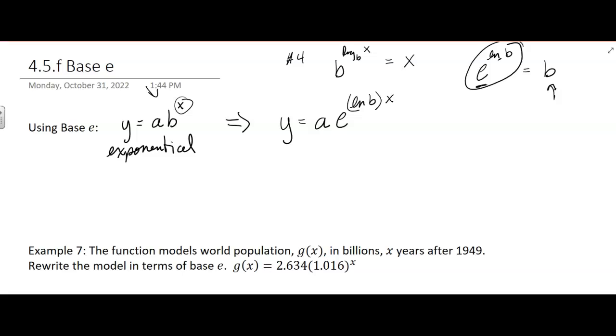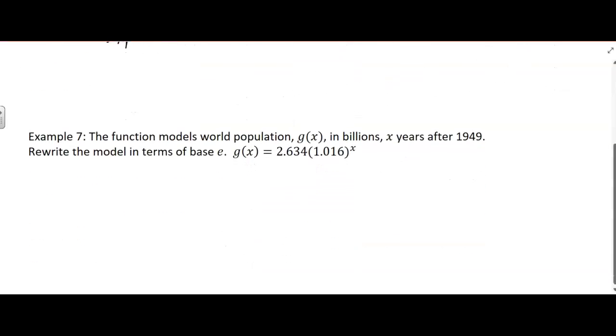And now it has a base like our exponential growth and decay models, in terms of a base e. This natural log of b, remember b is a constant. You can figure out what that is. A calculator will tell you the natural log of a number. Okay, so that we can figure out. And that's what we'll show you in this next example.